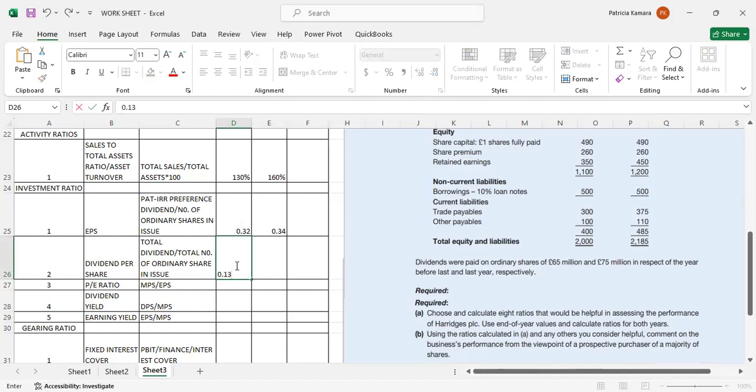0.13. Dividends per share, 0.13. That's how much dividend will be paid on each share that you own. Dividend per share. So now we will do that for the current year.